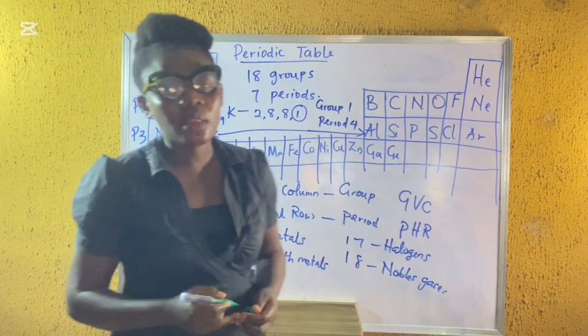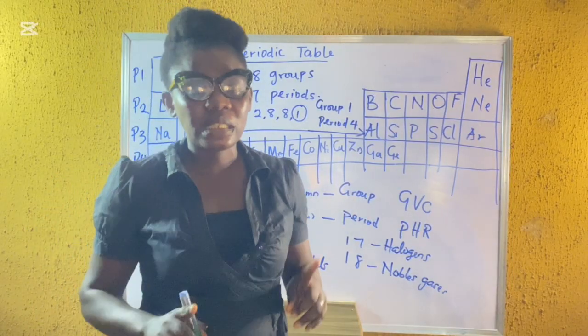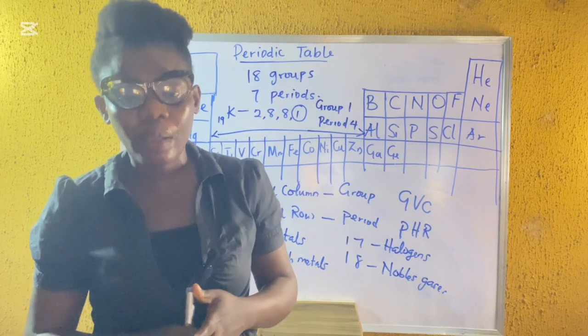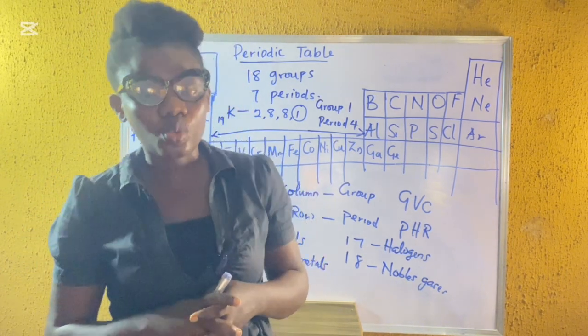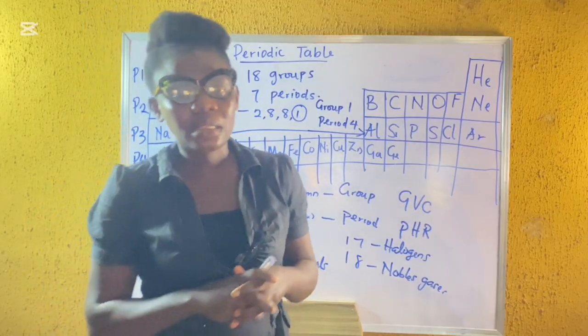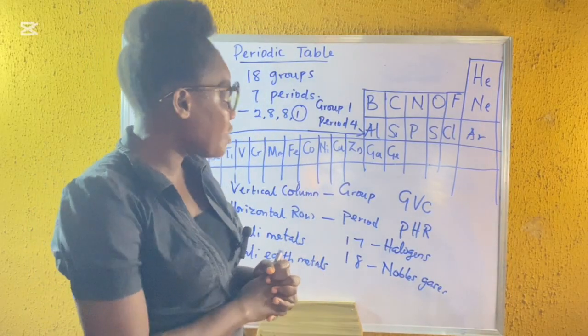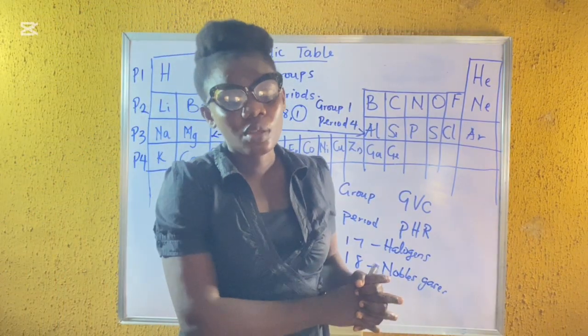So to identify the group to which an element belongs, the valence electron determines the group to which that element belongs, and the number of shells explains the period to which that element belongs. Good. Okay, so after we have noted that, we need to look at the periodic law.